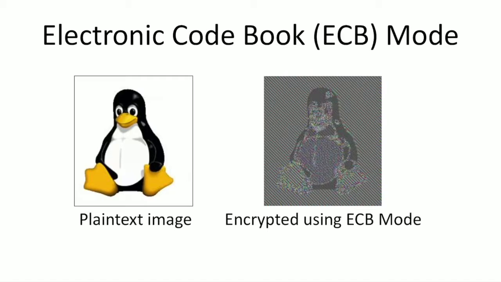Now, there are some weaknesses with the ECB mode. For instance, if 2 plain text blocks have the same data, their corresponding ciphertext blocks will also be the same. As you can see in these images here, the plaintext image here on the left has several repeating blocks. For instance, the white portions here, you can see they are the same. So if we divide them into blocks, they have the same content. Similarly, the yellow portions here, as well as the black portions here.